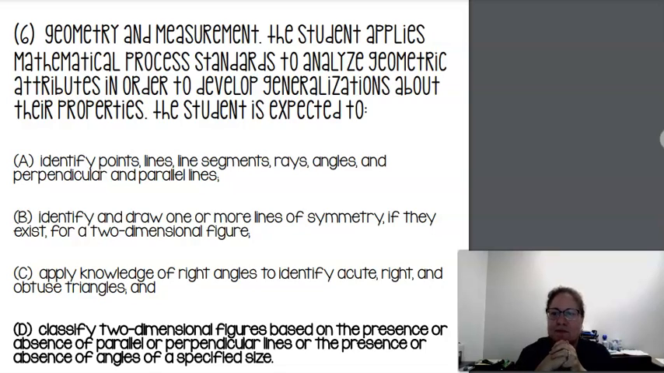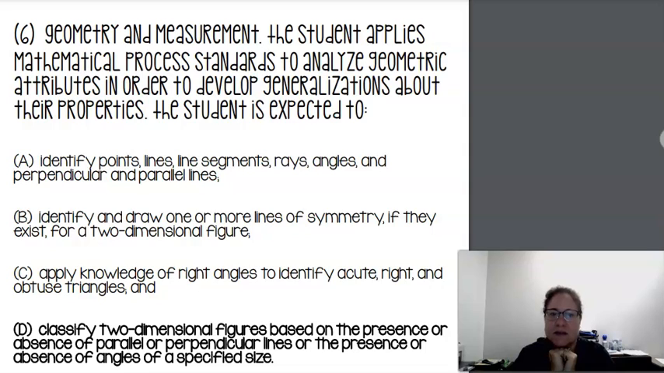Okay, everybody, we're reviewing geometry today. Remember that we have learned already how to identify points, lines, line segments, rays, angles, and perpendicular and parallel lines. We know how to identify and draw one or more lines of symmetry, if they exist, on a two-dimensional figure. We know how to apply our knowledge of right angles to identify acute, right, and obtuse triangles.